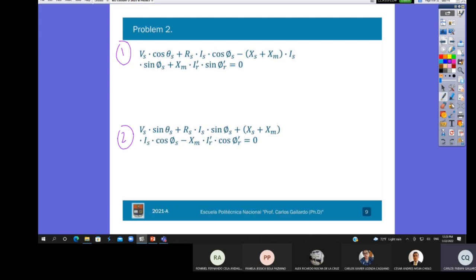What is known and what is unknown? What is data? So the data is the stator voltage, and I will have the angle. This data comes from the initialization of the power grid. So these are the reference set points. This is data, so pay attention to this part.